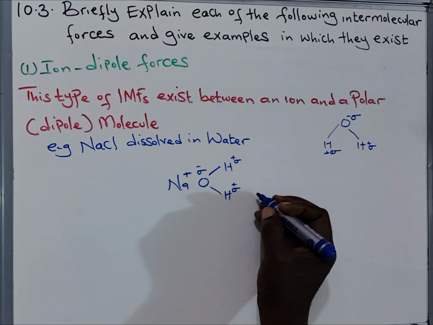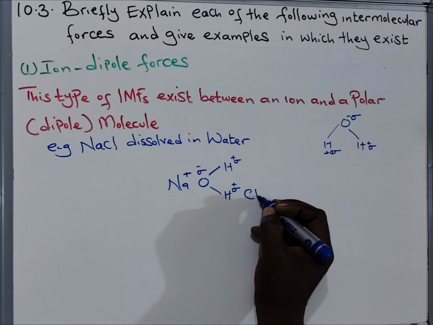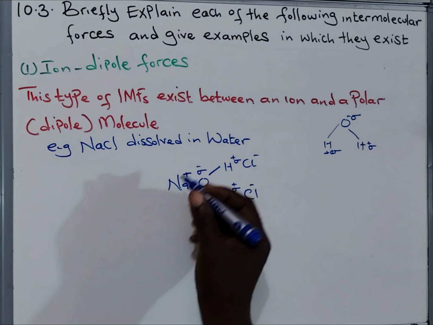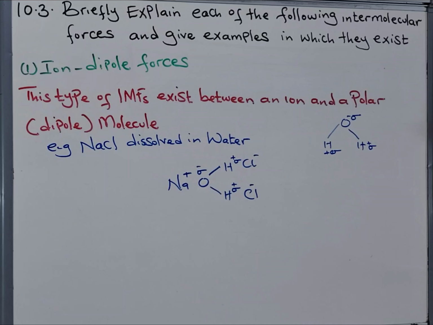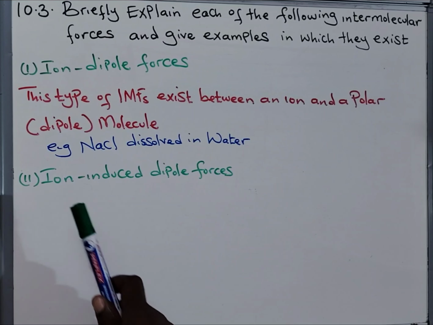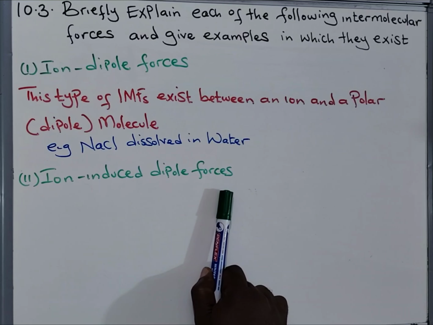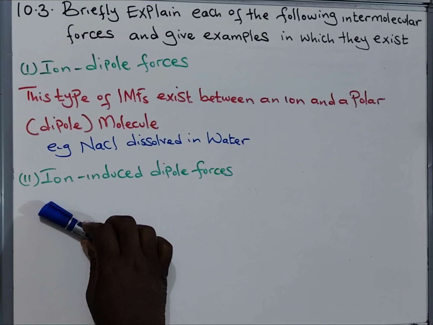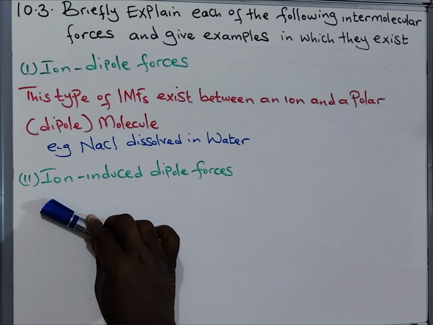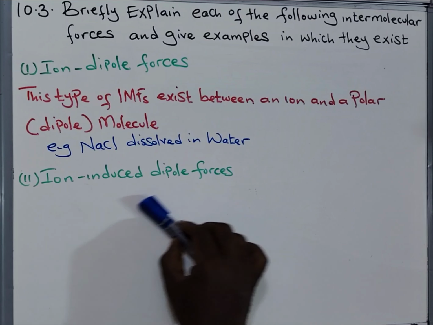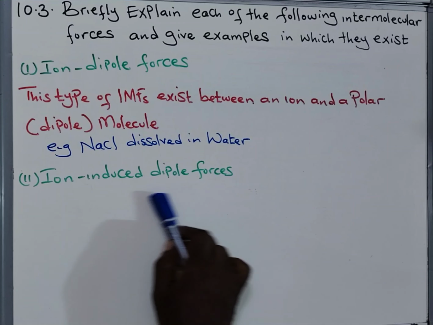Meanwhile, because it's sodium chloride, the chloride will come here. So this interaction is what we call ion dipole. Then we come to this one, ion-induced dipole forces. When you hear ion, it means that we have an ionic compound in play. And induced dipole means that this compound does not have a permanent dipole.